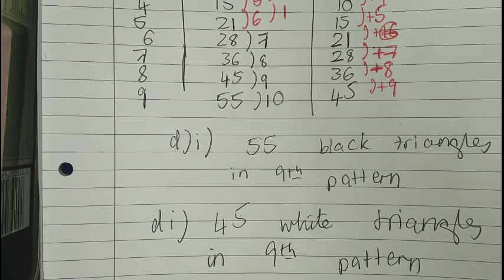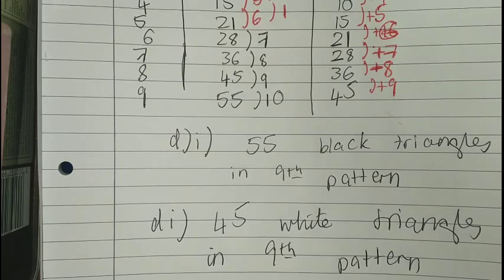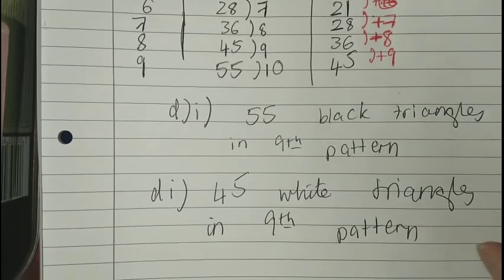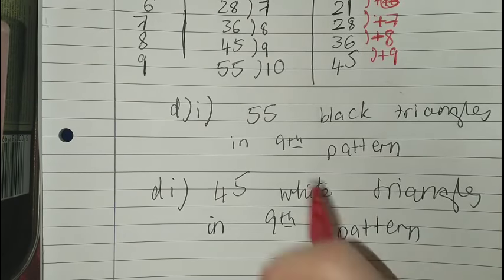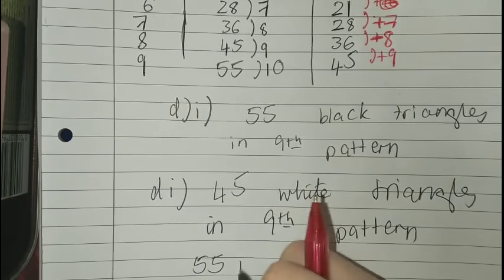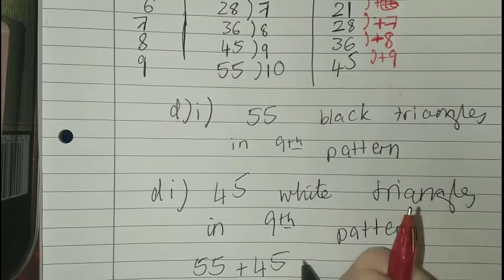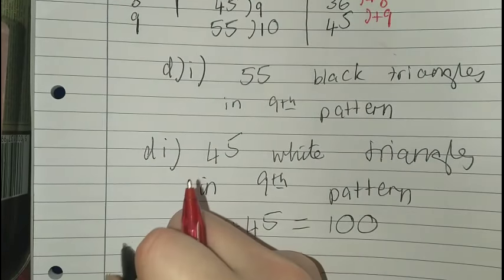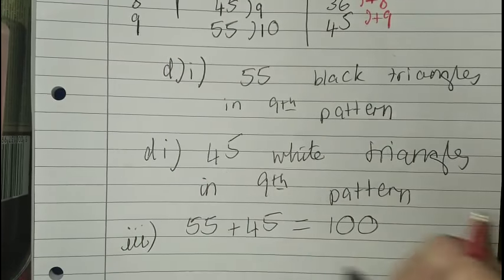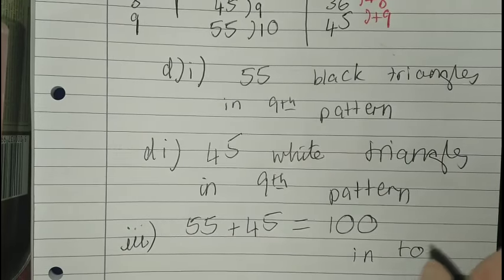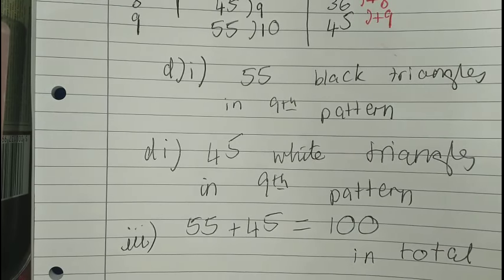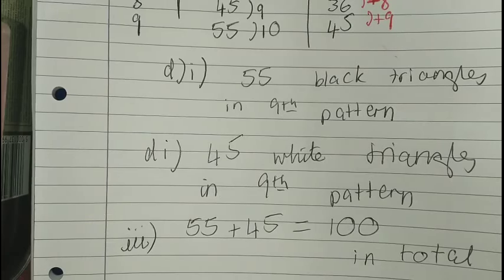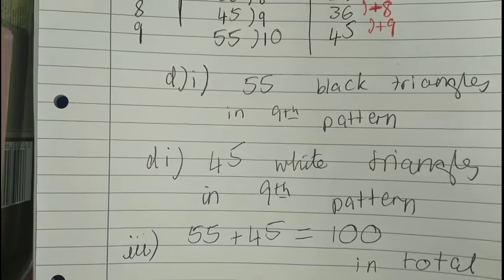And then they ask how many small triangles altogether are there in the 9th pattern. Well, the total number of triangles is equal to the number of black triangles plus the number of white triangles. If there's 55 black and 45 white, then the total number of triangles will be 55 plus 45, so it'll be 100 triangles altogether. And then we were asked to write an expression in n for the total number of triangles in the nth pattern.